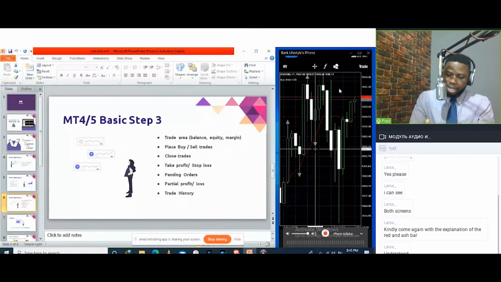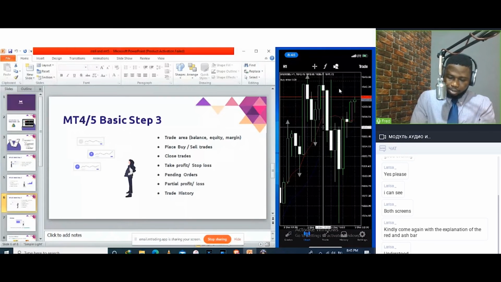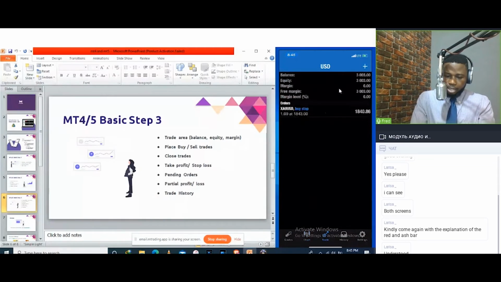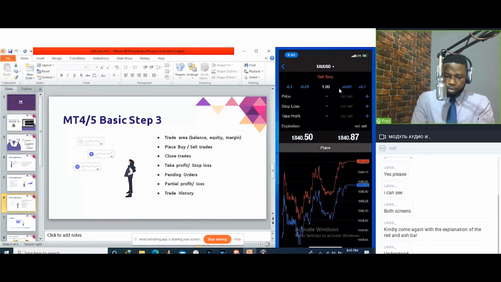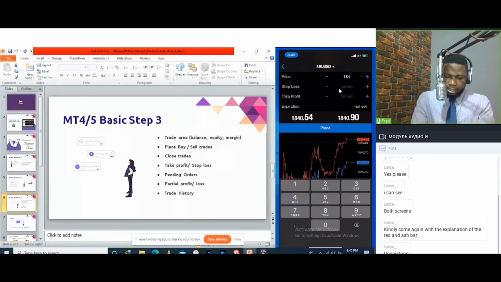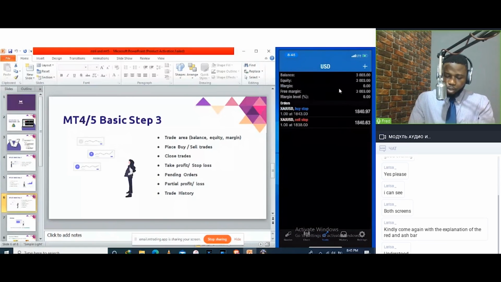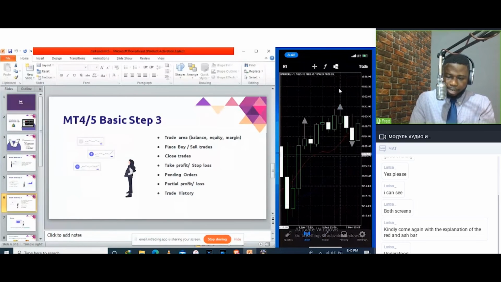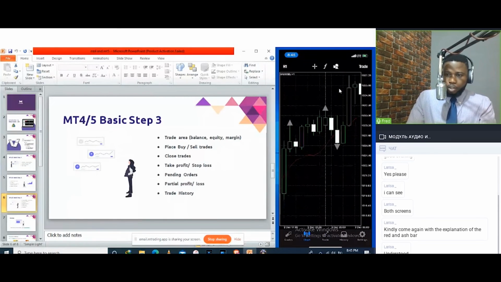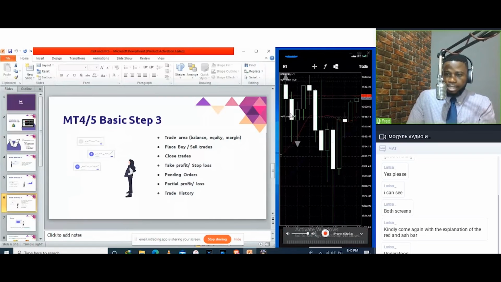So let's go to the next one, which is the sell stop. Let's say I want to place my sell stop at 1838. I shouldn't forget this. Sell stop, 1838. Place. So I also place my sell stop. I hope you can see my sell stop as well. So here is my sell stop.